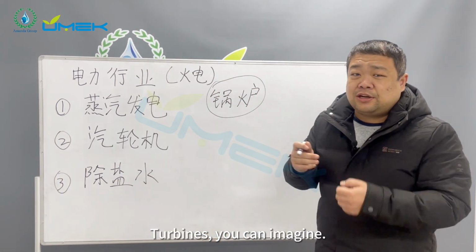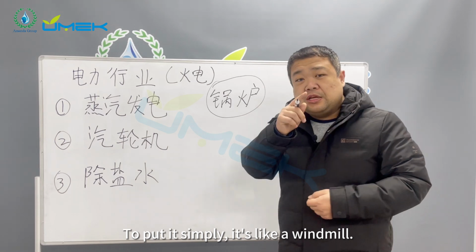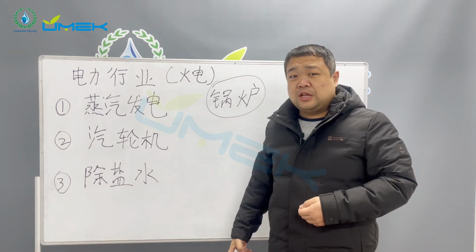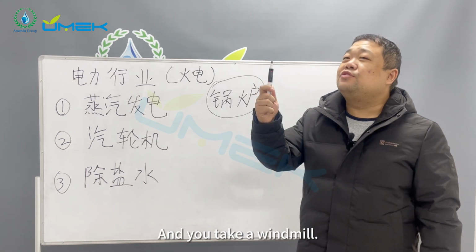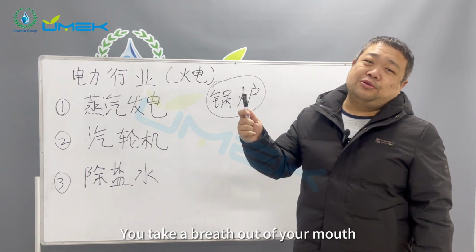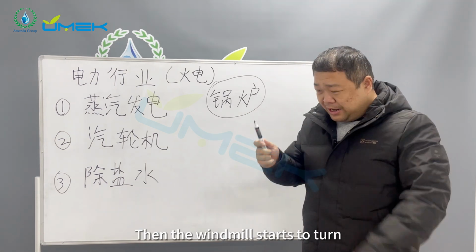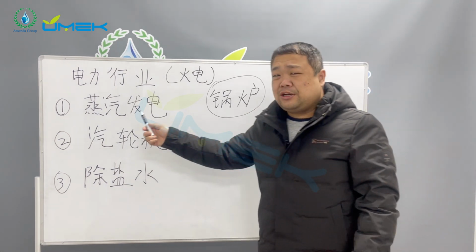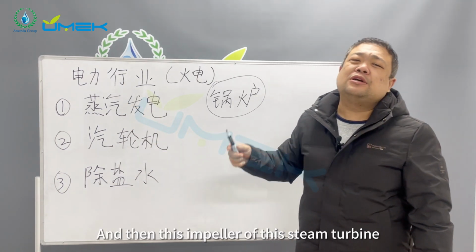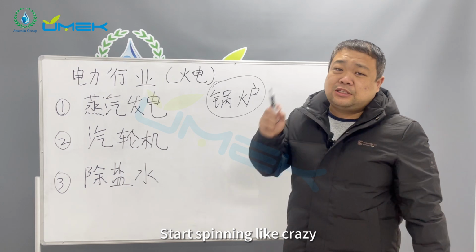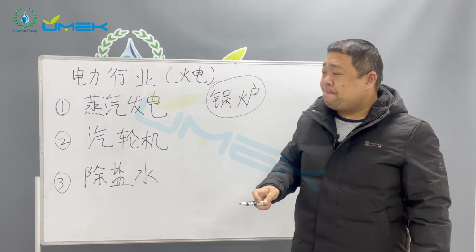Turbines, you can imagine, to put it simply, are like a windmill. Just like playing with windmills when we were kids, you take a breath and blow out of your mouth, and the windmill starts to turn. You can imagine the heat is steam, blown over, and then the impeller of this steam turbine starts spinning like crazy.